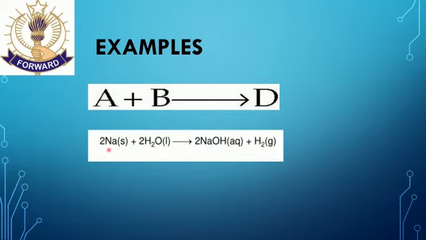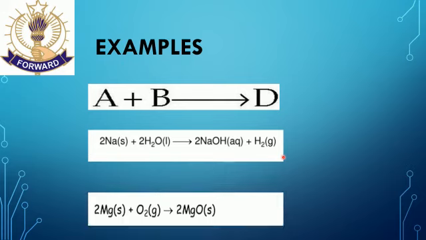Now here is the example. When sodium reacts with water, they give you sodium hydroxide, plus hydrogen gas evolves. It means from the arrow we get the information that this is an irreversible reaction. We have a second example. When magnesium reacts with oxygen, they will give you magnesium oxide. Again, this is an example of an irreversible reaction.